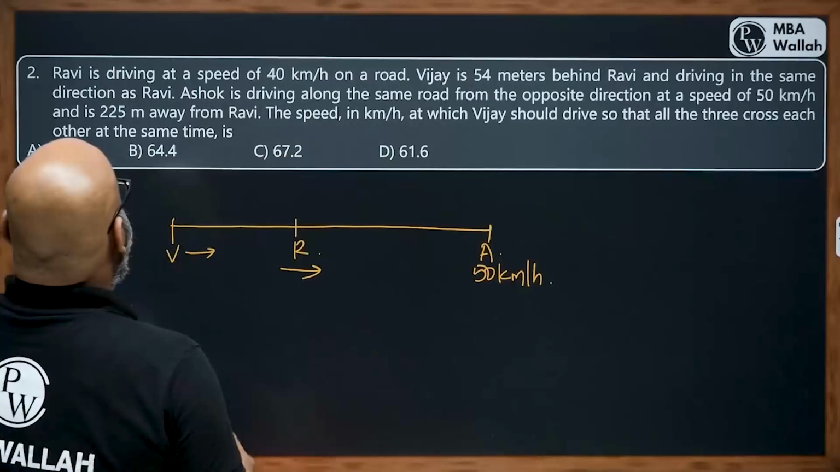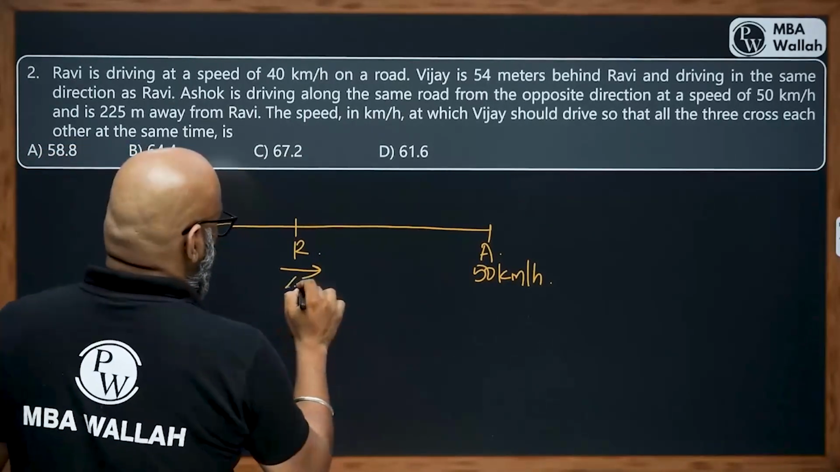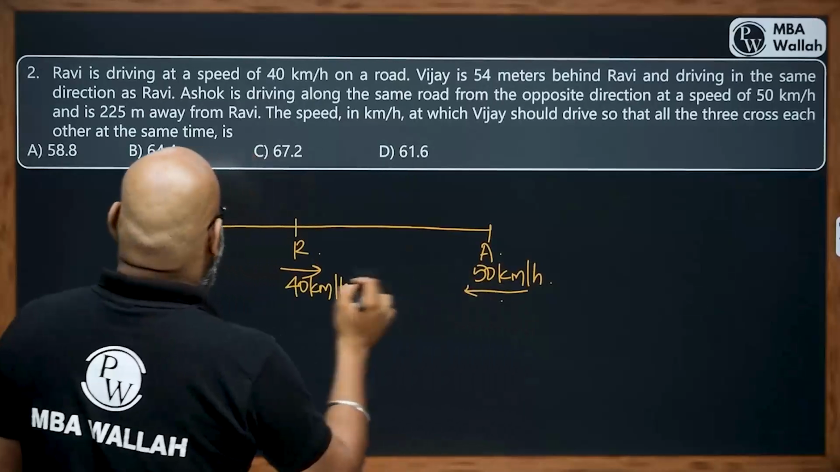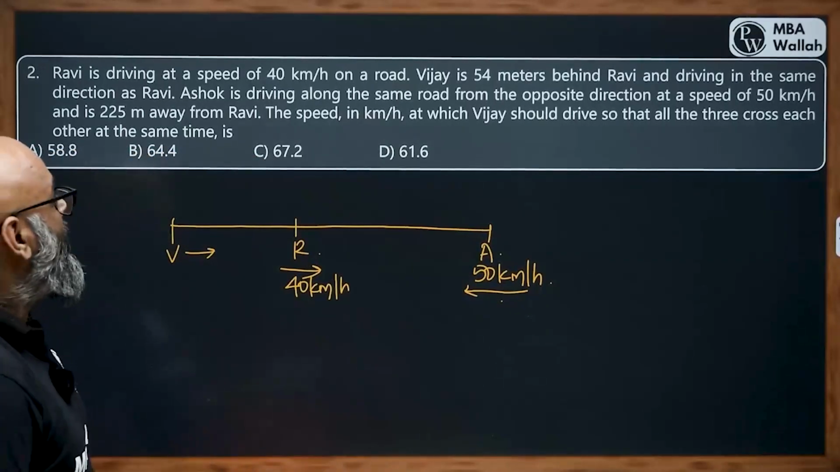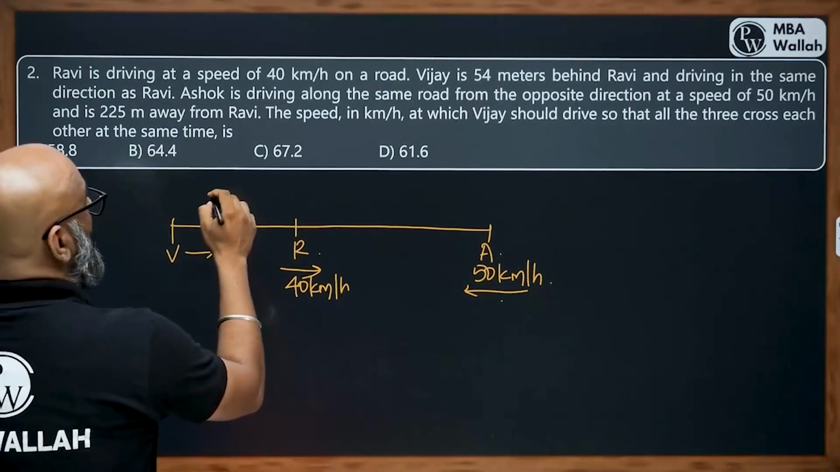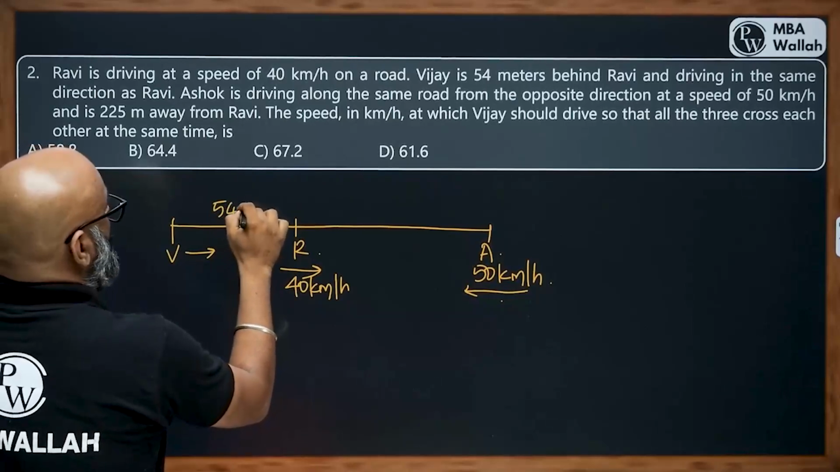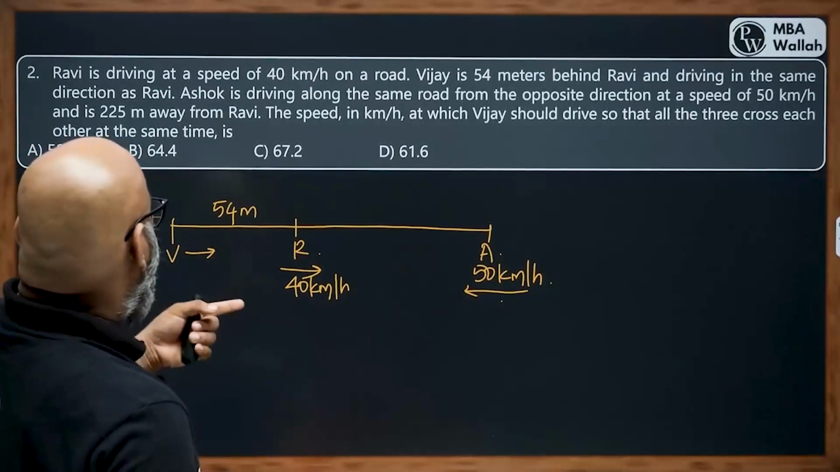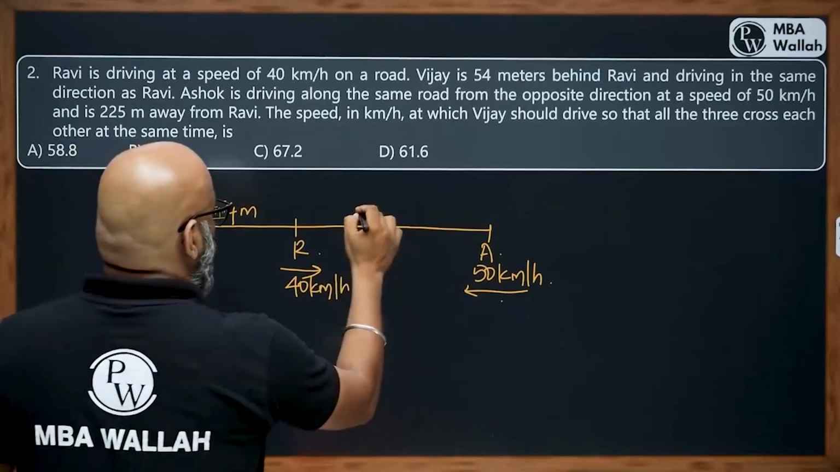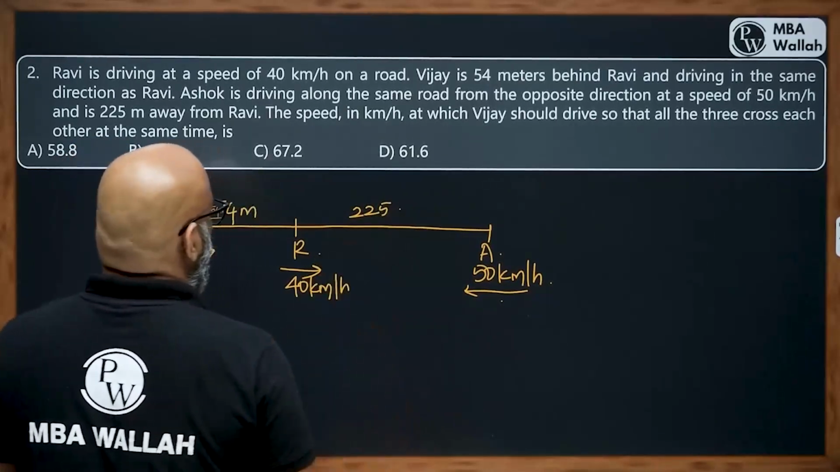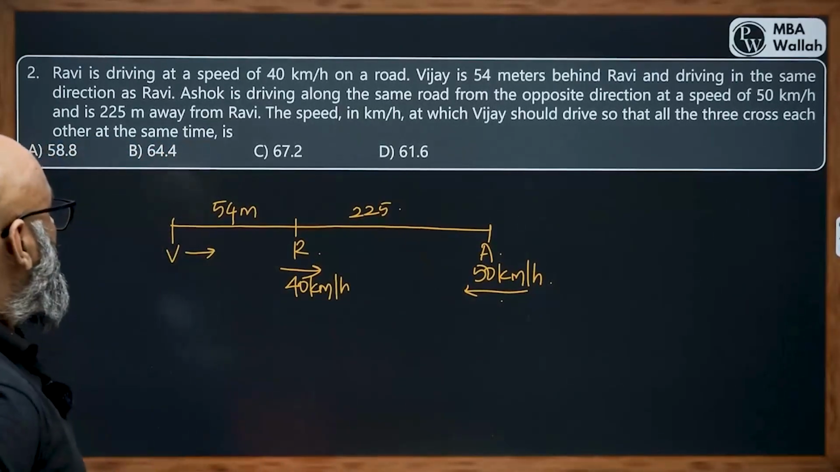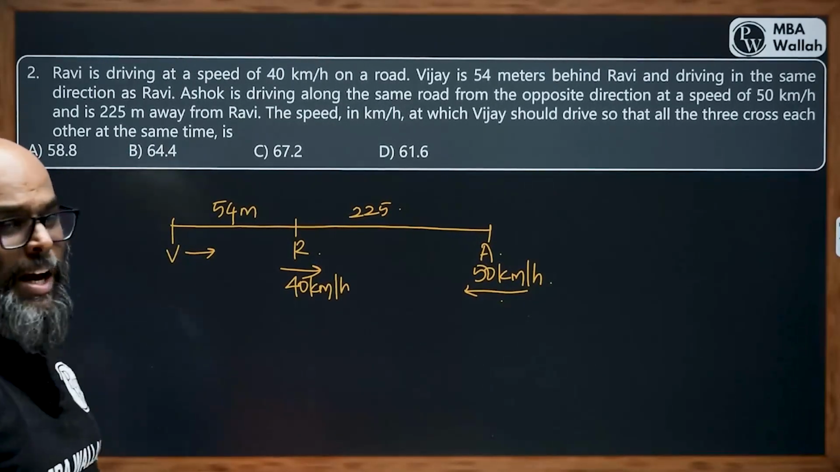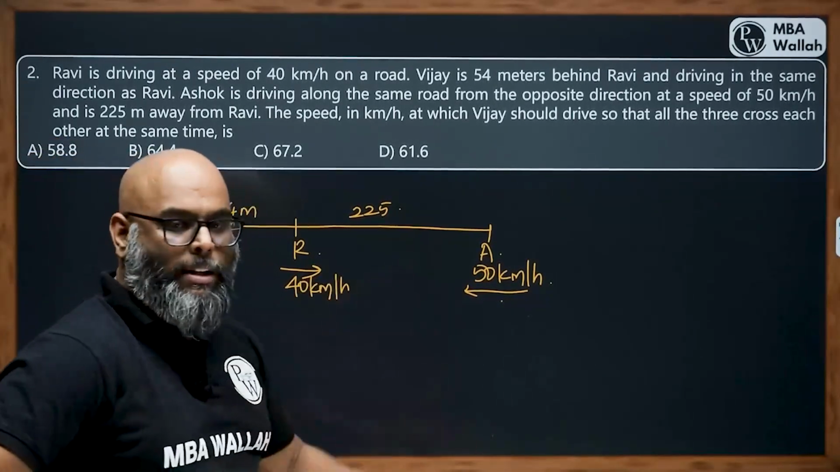You also know that Ravi is traveling at 40 kilometers per hour. We don't know the speed of Vijay. We need to figure that out. Distance between Ravi and Vijay is given as 54 meters. Distance between Ashok and Ravi is given as 225 meters. So once again, the speed in kilometers per hour at which Vijay should drive so that all three cross each other at the same time. So I want all three of them meeting at the same time.